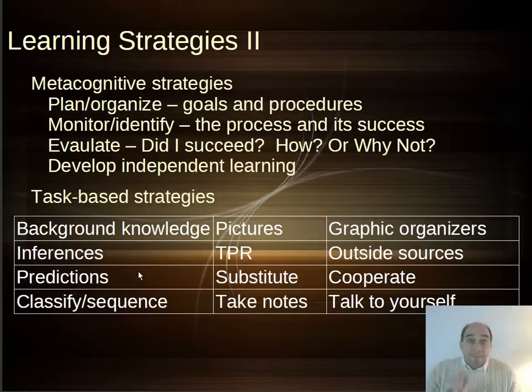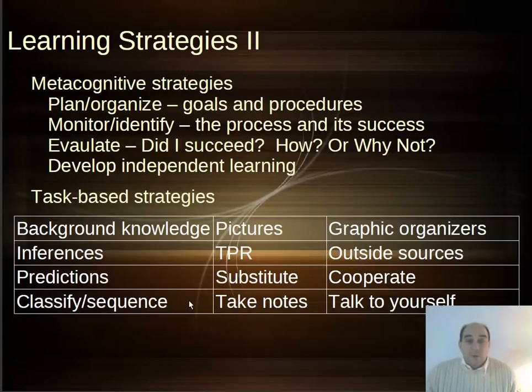So go on out there and make some mistakes. I want to encourage them, lower that affective filter so they feel brave enough to go out and make mistakes. Okay, go out and take chances. Excellent way to learn. So let them go do inferences and make predictions. Help them try to classify or sequence.